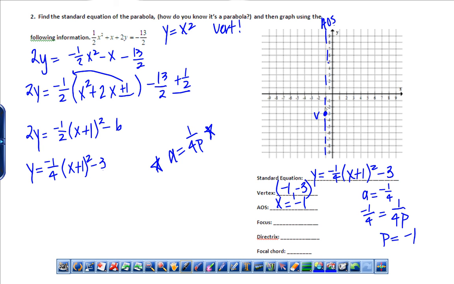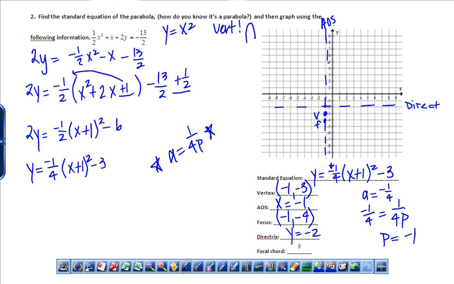That means if I go up 1 to be vertical and down 1, this up here is going to be my directrix. And how do I know this is directrix instead of my focus? I know this is directrix because this negative tells me it's going to be facing down. This right here is my focus. So my focus is negative 1, negative 4. My directrix is y equals negative 2.